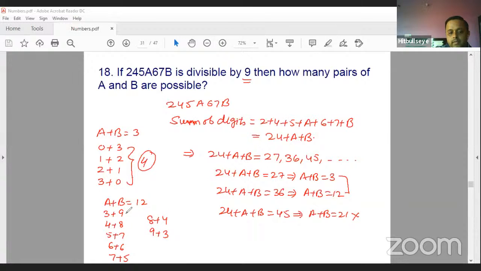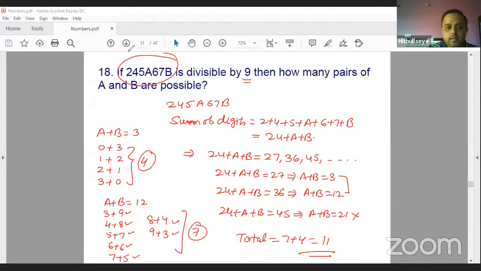So how many values are possible here? 1, 2, 3, 4, 5, 6 and 7. So 7 cases are possible when A plus B is 12. 4 are possible when A plus B is 3. So in total, we have 7 plus 4, 11 pairs possible for A and B, so that this number is divisible by 9. We can make 11 such numbers which are divisible by 9. Okay, so A and B, they can take 11 values.